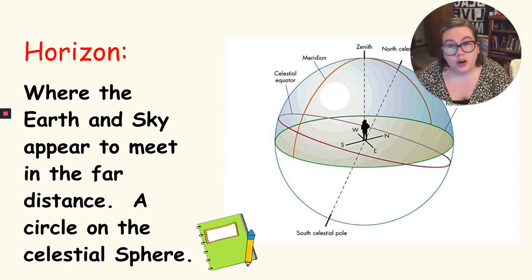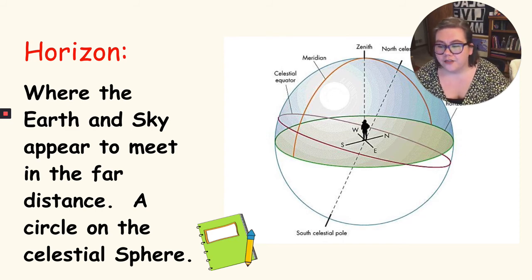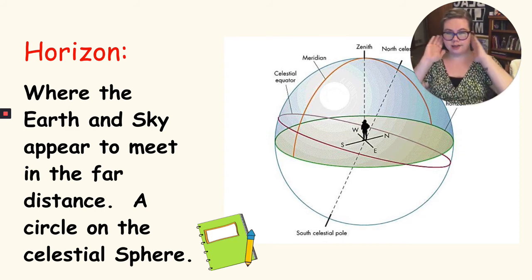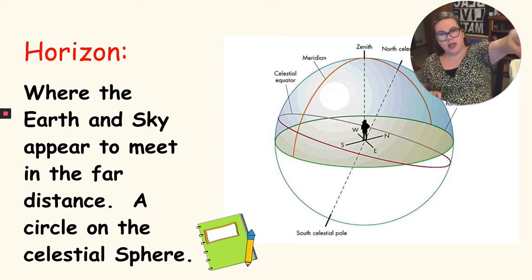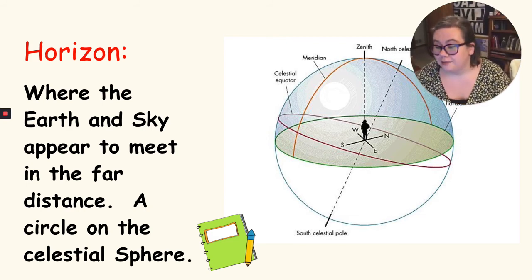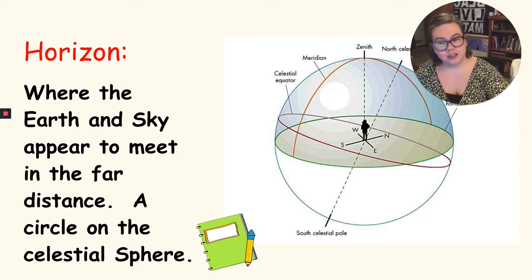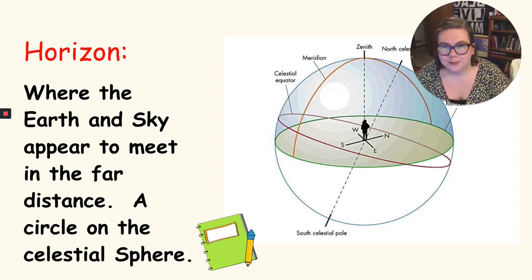Another vocab word is the horizon. This is where the Earth and the sky appear to meet in the far distance. So when you're outside, you can see way far away, kind of where it looks like the ground is touching the sky. That's our horizon. It forms a circle on our celestial sphere, as you can see in the little picture on the right.